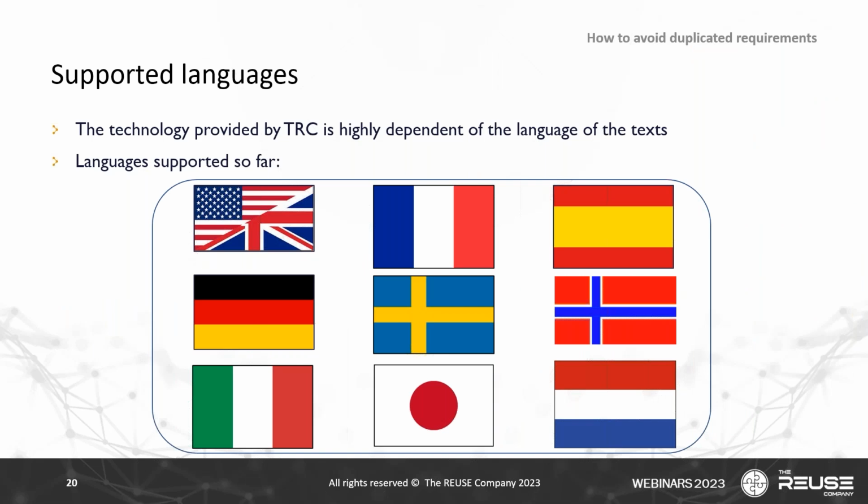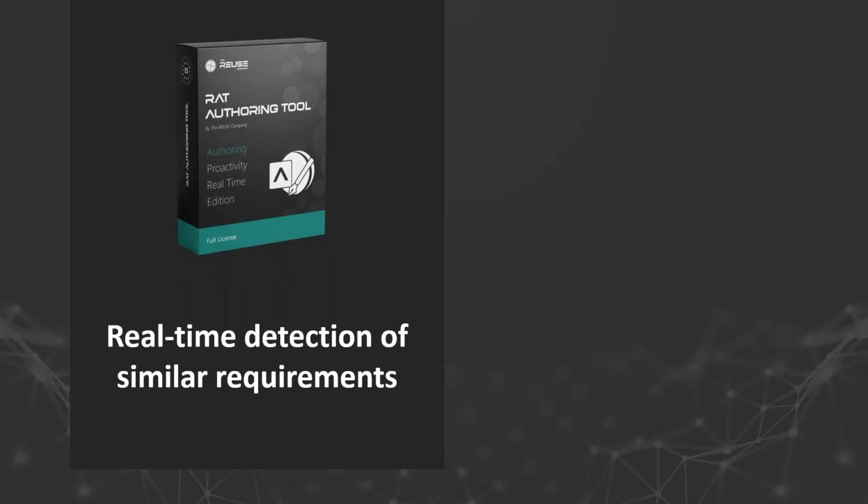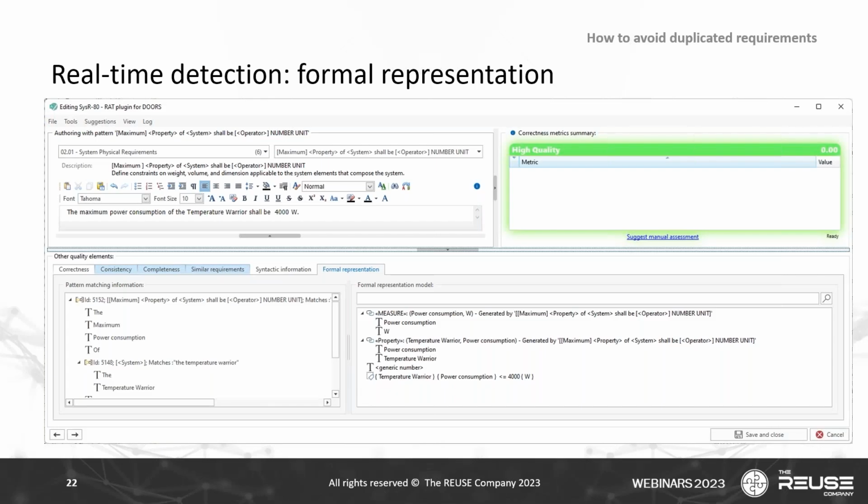And the question, of course, is whether all this is nowadays implemented, not in every language, but at least in those that are more common for our customers: English, French, Spanish, German, Swedish, Norwegian, Italian, Japanese, and Dutch. So these are the 9 languages where we have implemented these semantic technologies, right? So detection, very quickly, as I said, in real time, you will see all this in a live demo, right?